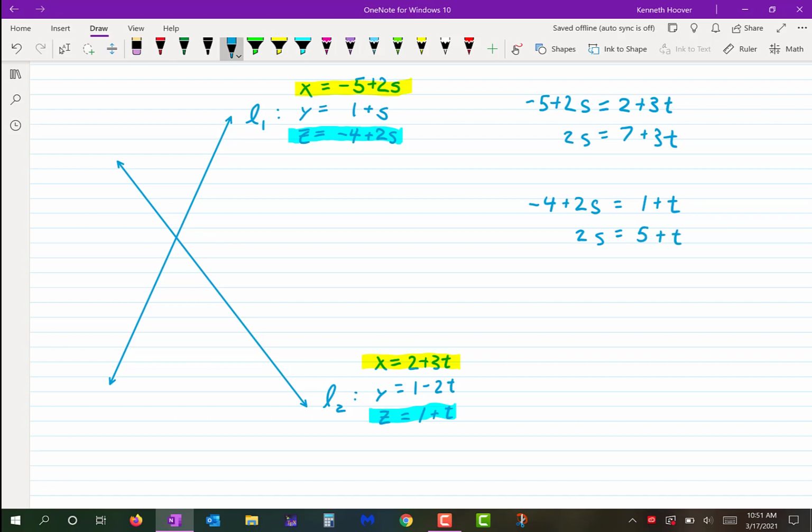So 2s has to equal 7 plus 3t, and it also has to equal 5 plus t. That means 7 plus 3t must be the same as 5 plus t, which means 2t would have to equal -2, so t would have to be -1. Okay, that's useful.